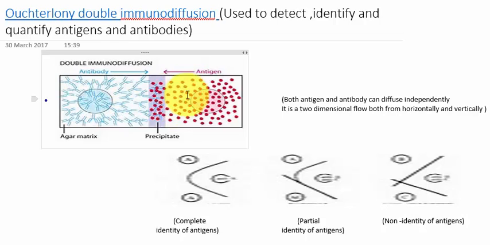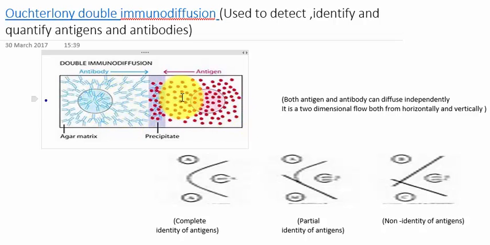So immunodiffusion in gels is classified as single diffusion and double diffusion. In the double diffusion, both the antigens and the antibody are allowed to diffuse into a gel. Suppose this is a plate, then you need to pour the agar media, which becomes the agar plate. Then both antigen and antibody are allowed to diffuse into the gel from their respective wells.